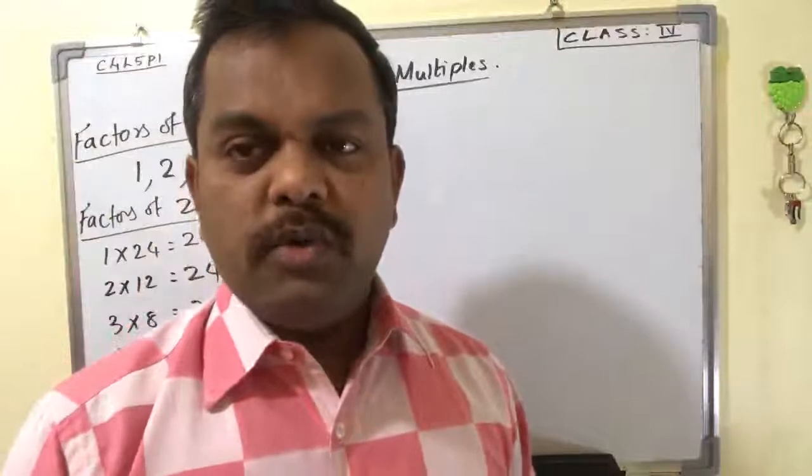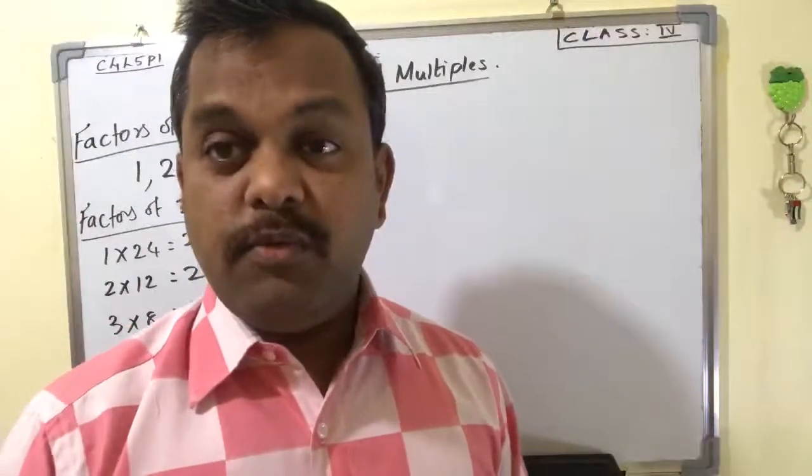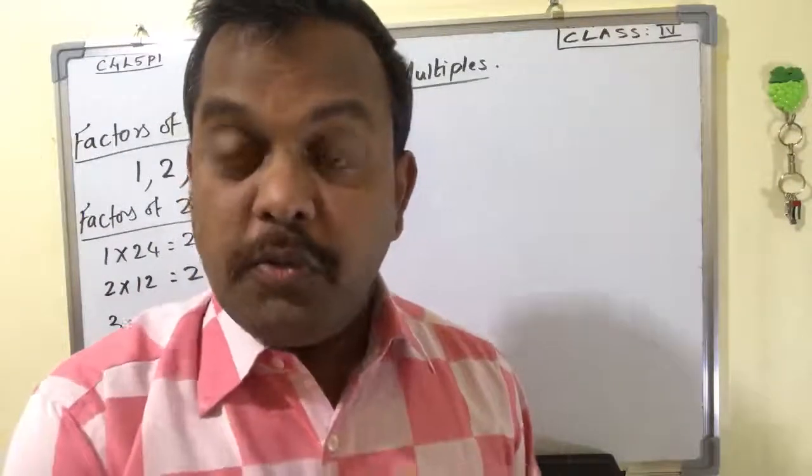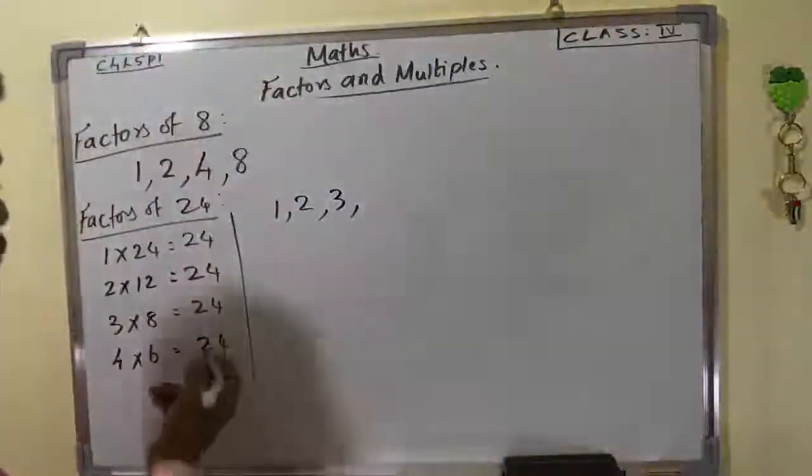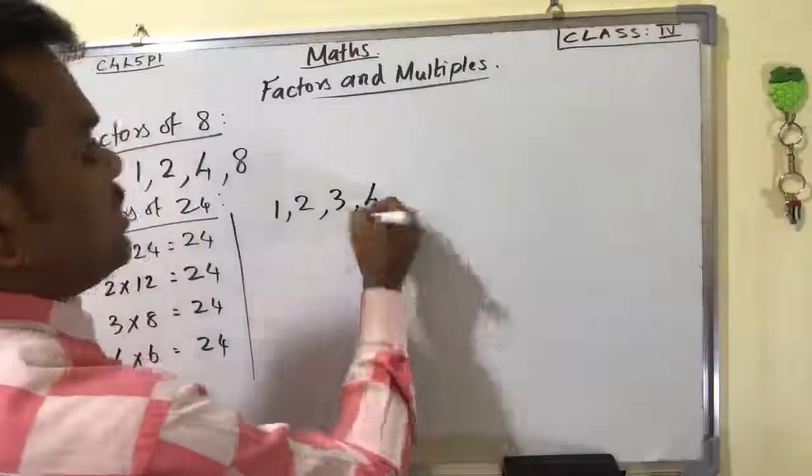1 4 is 4, 2 4s are 8, 3 4s are 12, 4 4s are 16, 5 4s are 20, 6 4s are 24. Yes, 6 4s are 24. So 4 is also a factor of 24.